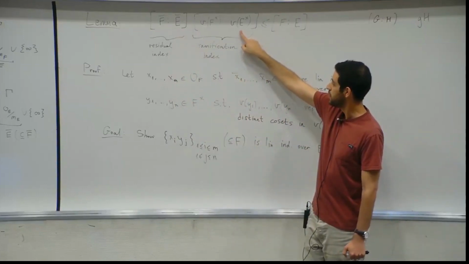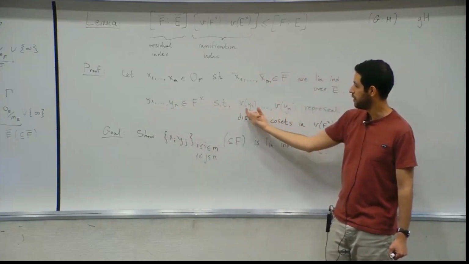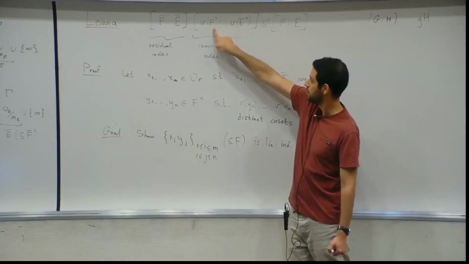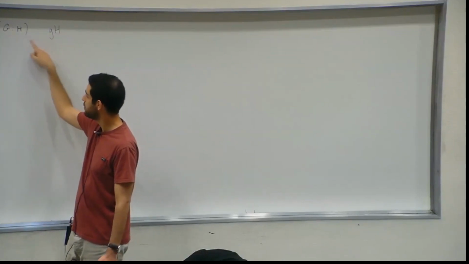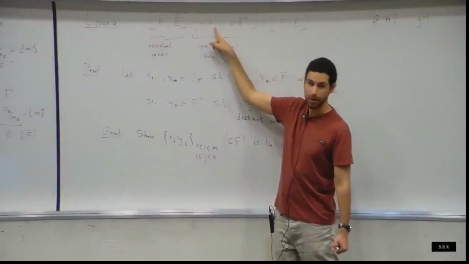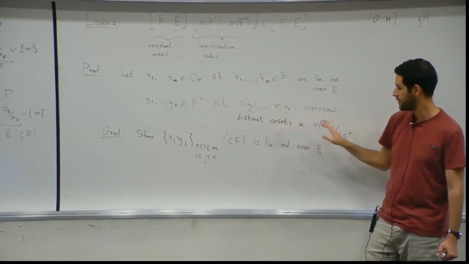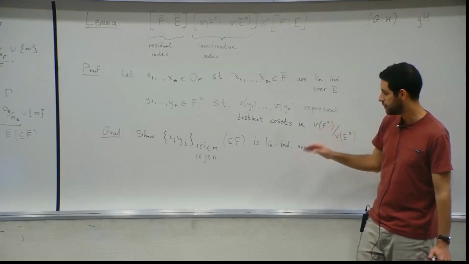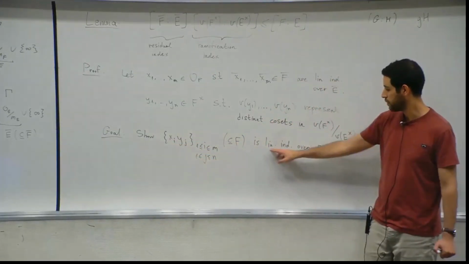And this one, if it's n, then we can find n elements y1 to yn in F star such that their valuations represent distinct cosets in the quotient group. So there are n cosets, and the representative, small g, is just v of some element from F star. So this is v(y1) to v(yn) representing distinct cosets in this quotient group. And we said that it's enough to show that the set of all elements x_i y_j, a subset of F, is linearly independent over E.